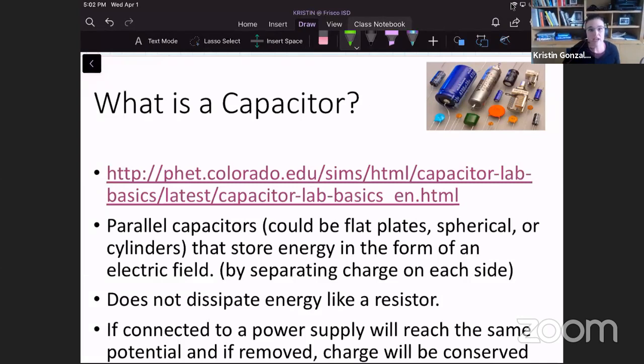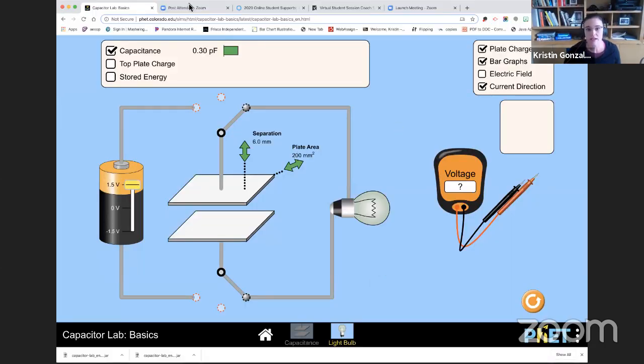And I'm going to switch over here. I have a little simulation so we can see that in action. It's a PhET simulation. On this PhET simulation, we have a battery, and we also have these two parallel plates. So these are capacitors. You can see this capacitor is two parallel plates.